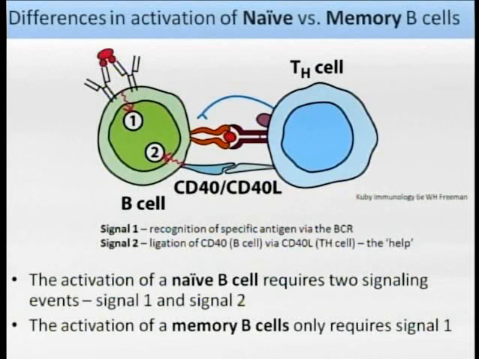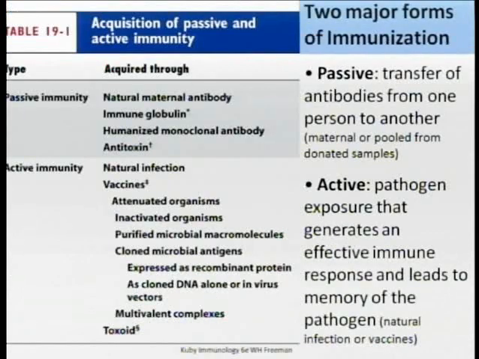So this is how memory is produced, and this is also why our memory response is so much quicker and also more robust. Okay, so now that you have a total understanding of memory, I'm going to talk to you a little bit about the two major forms of immunization. The two are passive and active immunity.